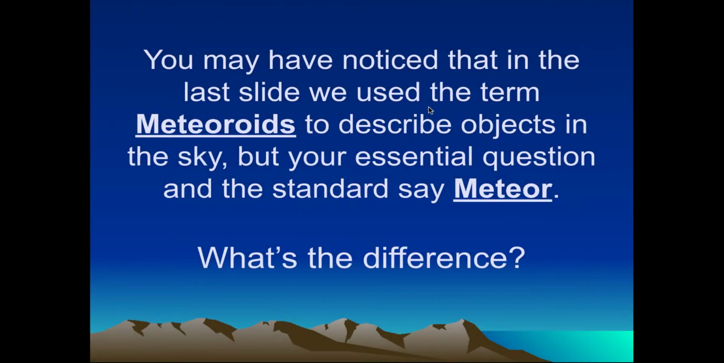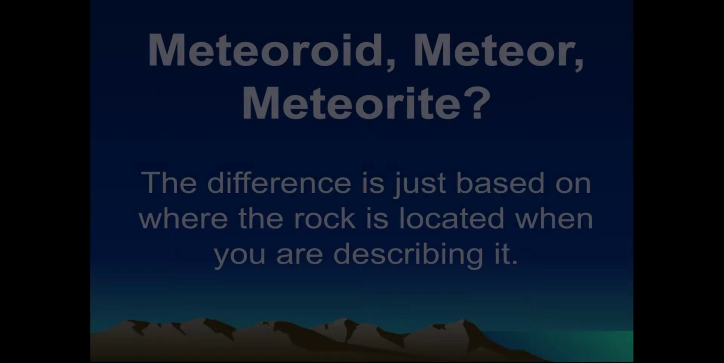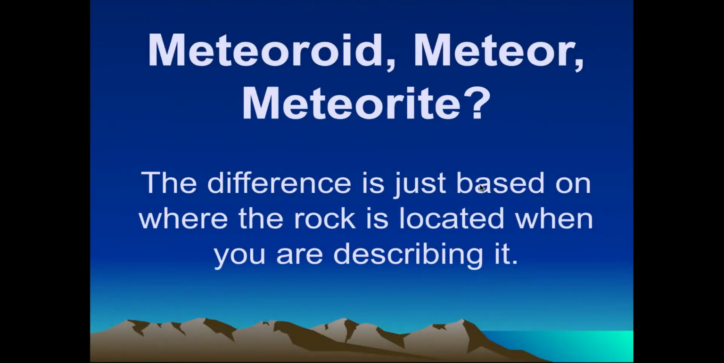So you may have noticed that in that last slide, we used the term meteoroids, but one of the questions that we asked were about meteors. So what is the difference? So we need to go through the difference in these terms. So there is also a meteorite. So there's meteoroids, meteors, and meteorites, and they're all the same piece of rock, just they're different in terms of where the rock is located.